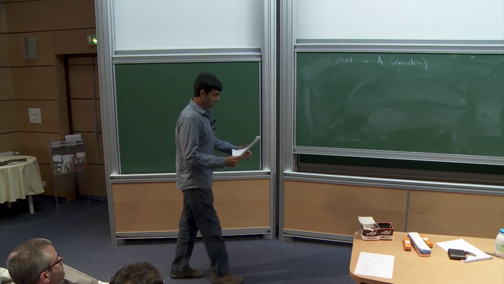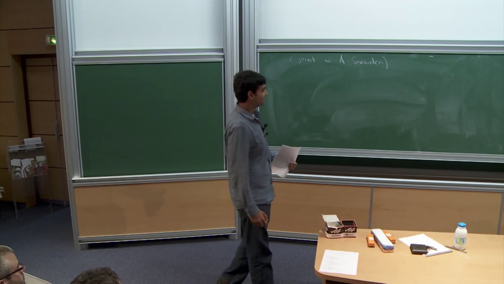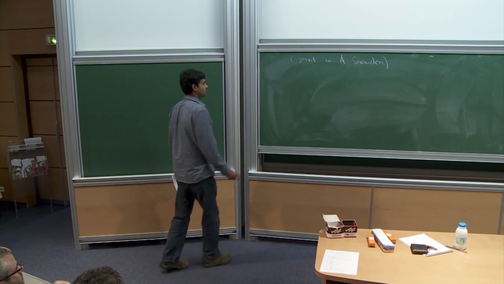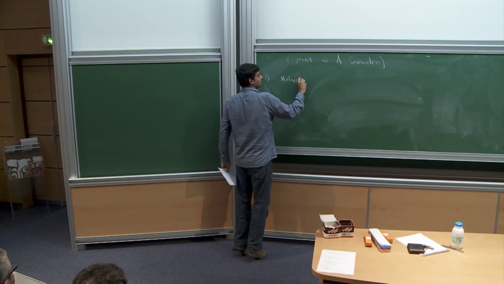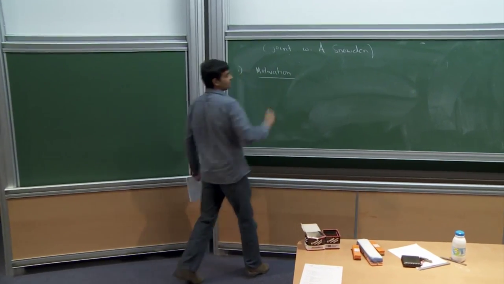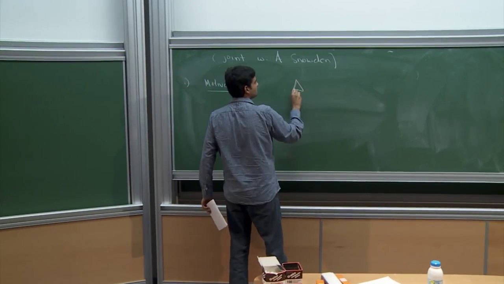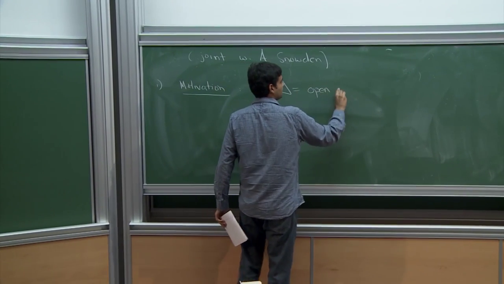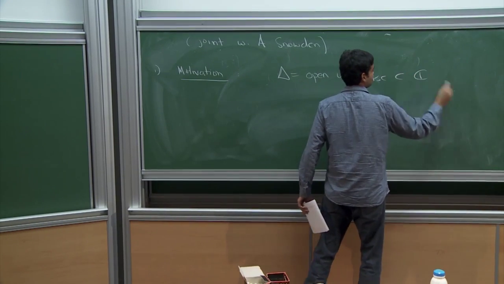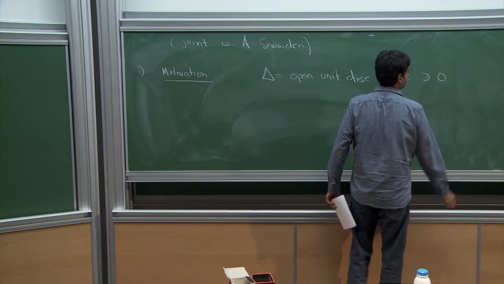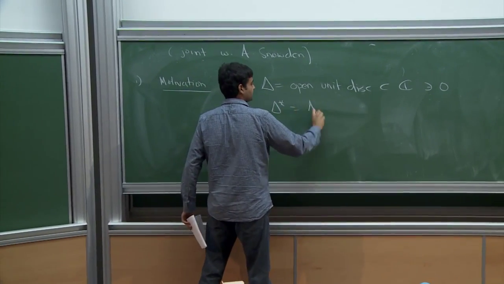Okay, so as I said, the goal is to construct integral structures in de Rham cohomology over number fields, but for motivation, and this is how we came to this problem, let me try and recall the situation over the complex numbers first. So delta will be an open unit disk inside C, contains zero. Delta star is the punctured disk.